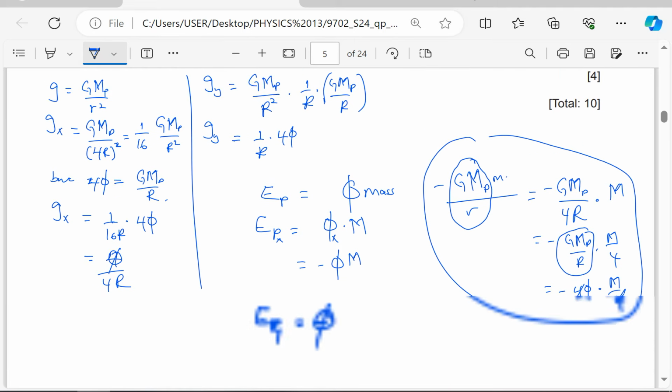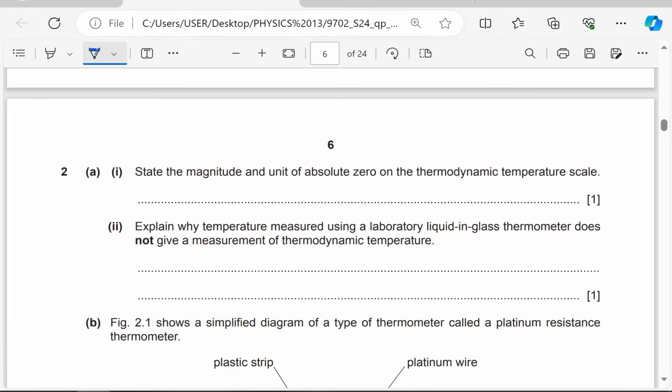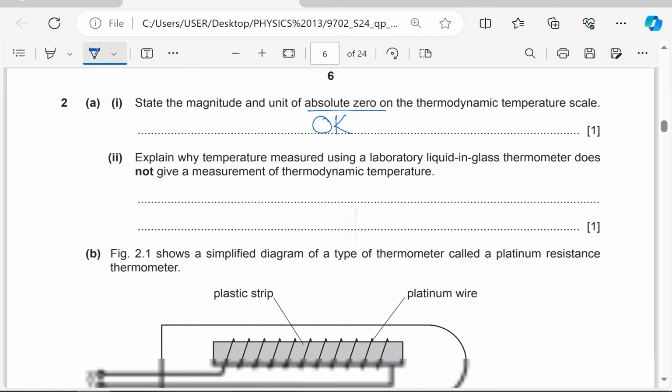I've taken a lot of time on this, but it's fine. State the magnitude and unit of absolute zero of temperature. Of course, absolute zero is 0 Kelvin. That is obvious. The unit is Kelvin. The magnitude is 0.